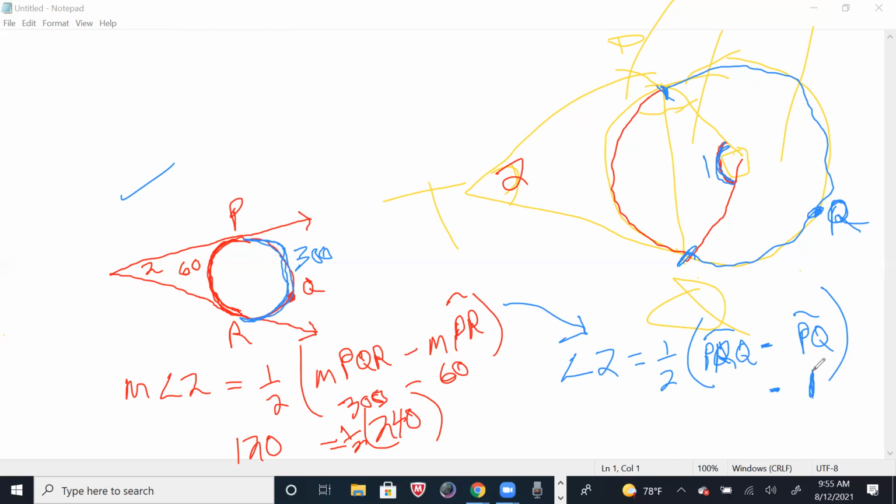So I know that that angle is 1. And I know that this is 360 minus 1. In other words, this angle here, which subtends the same measurement as PRQ.